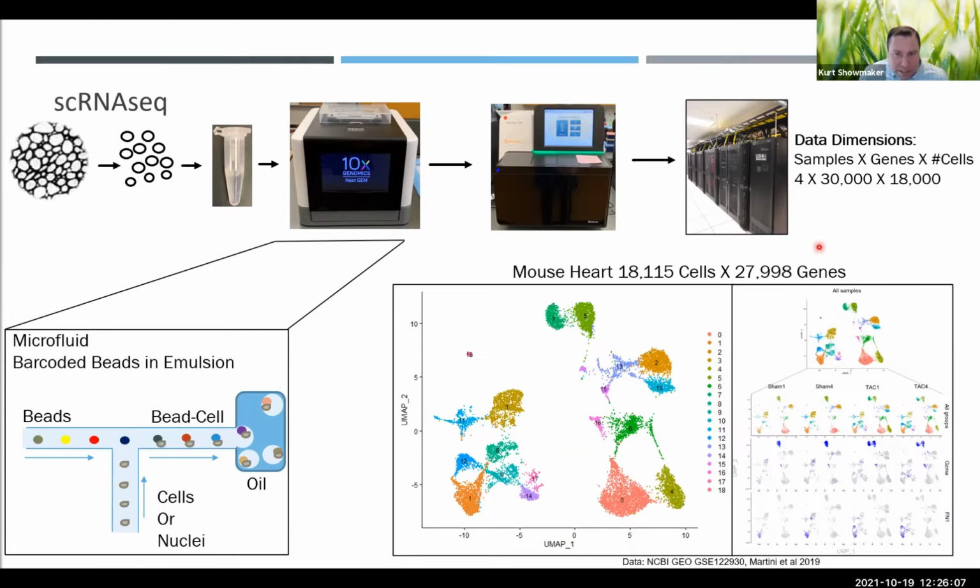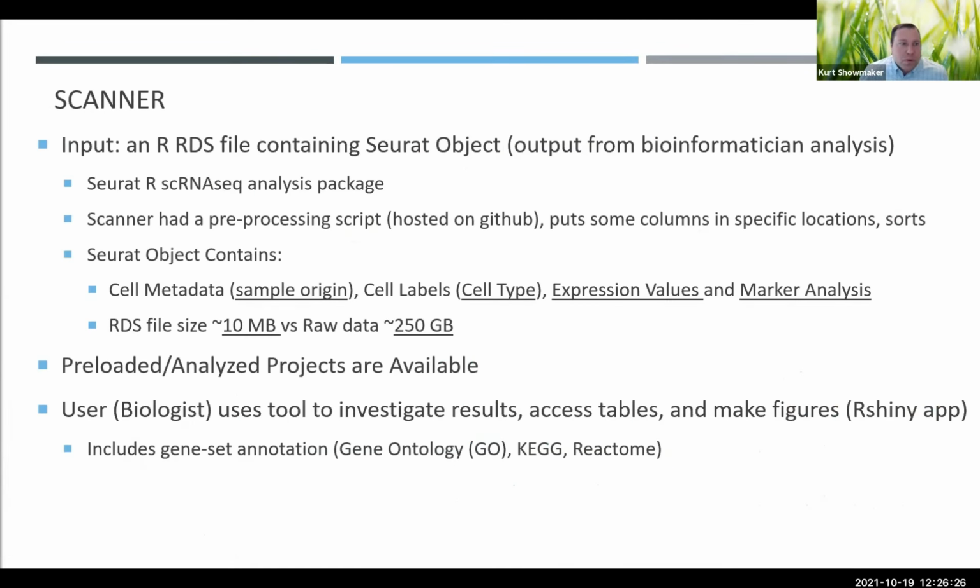inside single cell RNA-seq analysis. Interesting that data dimensions have changed a little bit. So now if you have 4 samples, you have 30,000 genes or so, times the number of cells per sample you isolate. So if you isolated 18,000 cells per sample, that would be a lot of dimensions. Usually it's around 10,000. Okay, so back to the scanner app.